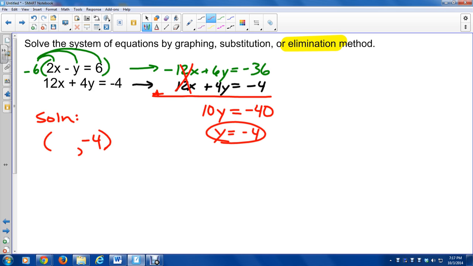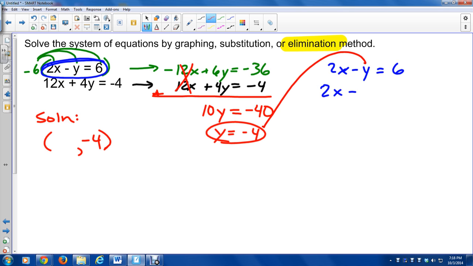We need to plug our y value into either of our original equations, and then we can solve for our x value. I'm going to take the first equation just because it looks a little bit simpler to me. I don't have a coefficient to my y, so 2x minus y equals 6 was my original equation. 2x minus, instead of writing y, my y is negative 4, so I'm going to plug that in. Negative 4 equals 6, and I'm just solving for x.